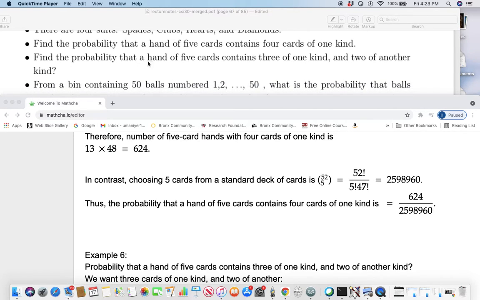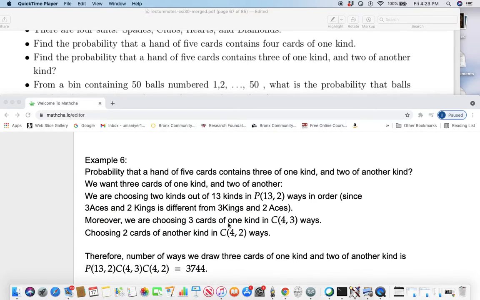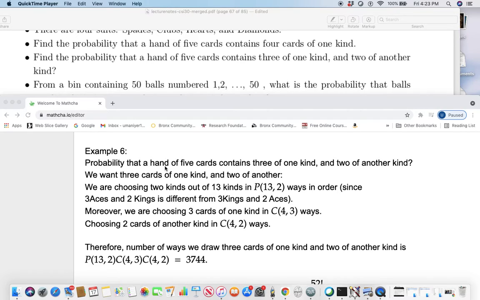Find the probability that a hand of 5 cards contains 3 of one kind and 2 of another kind. Okay, this is a nice problem. You want the probability that a hand of 5 cards contains 3 cards of one kind and 2 of another. Well, we want to choose 2 different kinds.